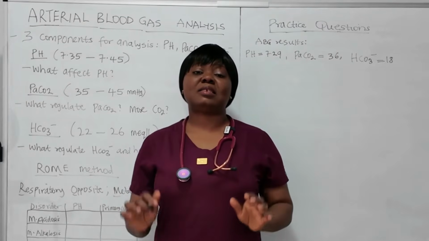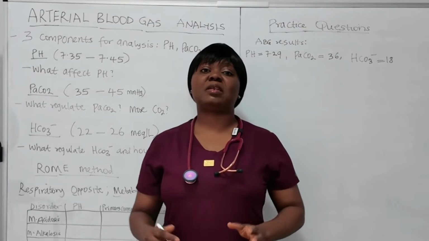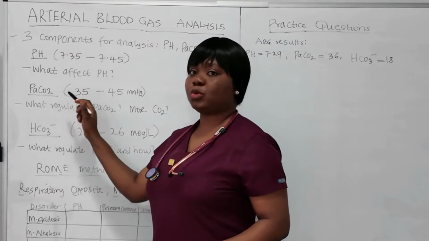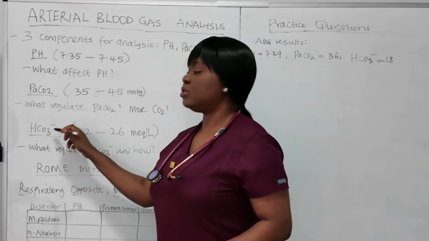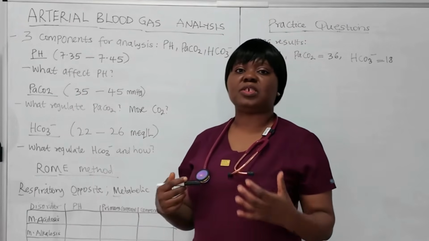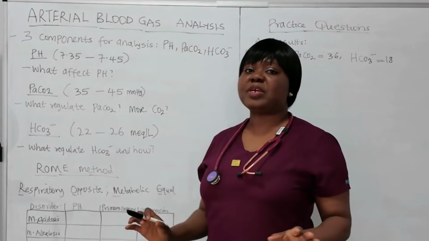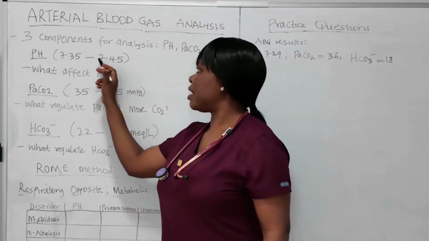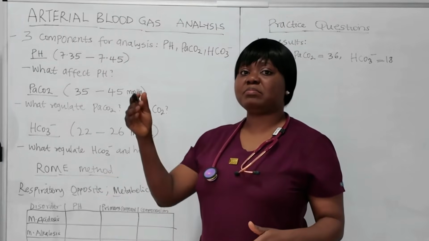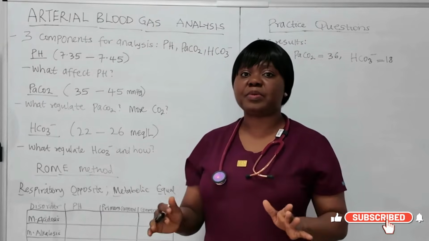In analyzing arterial blood gases, there are several components, but we'll focus primarily on three, which will be the pH, the PaCO₂, and the HCO₃. First, the pH. So the pH refers to the degree of acidity or alkalinity of the blood. The usual pH range is 7.35 to 7.45. So that's the normal range. So that means the middle, which is 7.40, will be the ideal or the perfect pH.